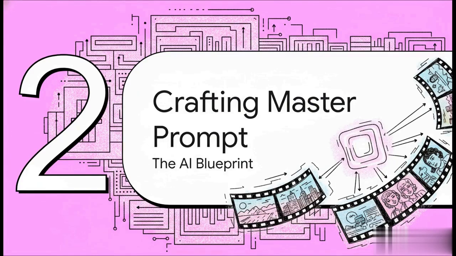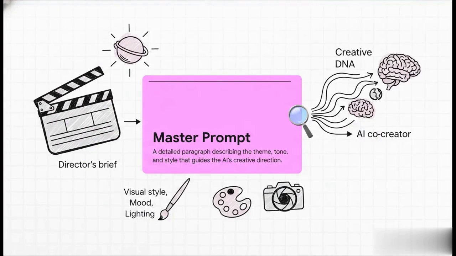Okay, so we've got our emotional goal locked in. Now, how in the world do we actually communicate that to an AI? Well, that brings us to our next big step, crafting the master prompt. You've got to think of this thing as the blueprint for your entire film. It's the one document that makes sure every clip feels cohesive and intentional. So what is a master prompt exactly? You can think of it as the director's brief that you're giving to the AI. It's basically one detailed paragraph that lays out the theme, the tone, the visual style, the lighting. It's the creative DNA for the entire project.